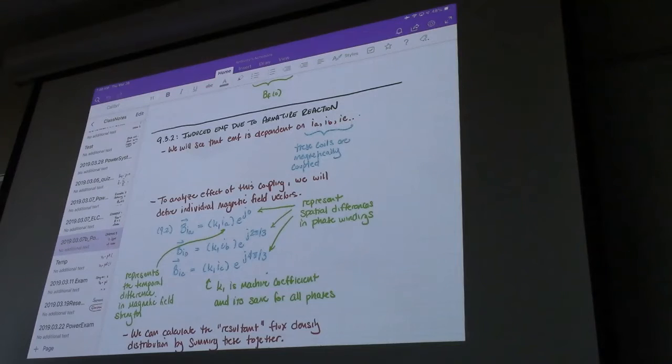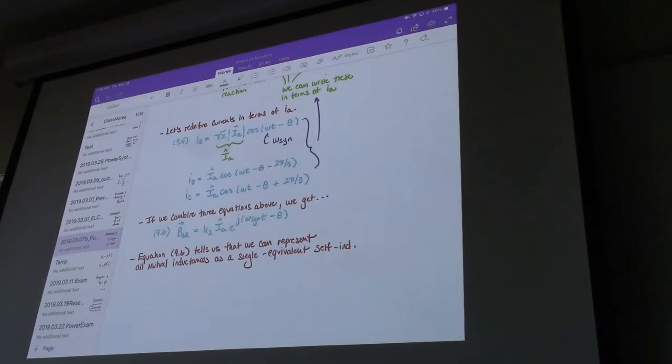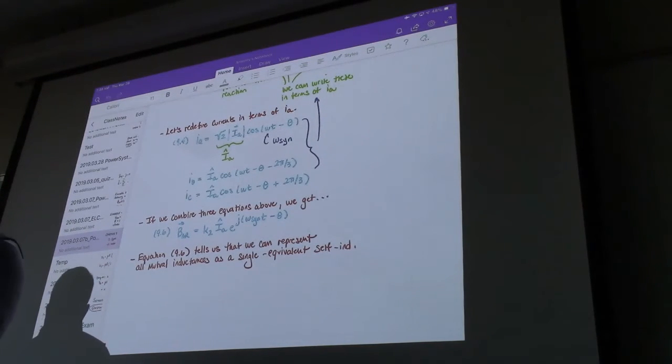So, section 9.3.2, the induced EMF due to the armature reaction. So this, again, is the effect of the stator windings on one another. And what we saw was that we can combine the three together into a single equivalent self-inductance. So without going through all the math again, we have three different relationships if we're talking about the armature reaction. We have phase A's self-inductance. We have the mutual inductance between phase A and phase B, and the mutual inductance between phase A and phase C that we have to worry about.